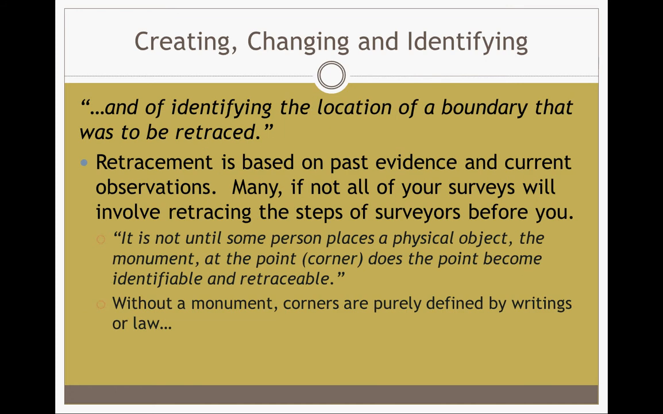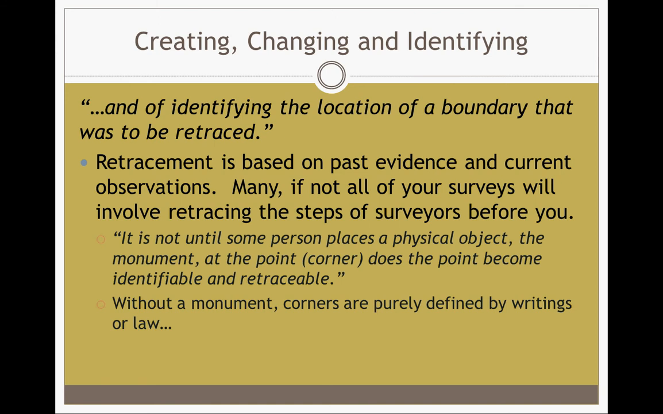And of the identifying and location of the boundary that was to be retraced. The surveyor is responsible for retracement, and it's based on past and current observations. All the evidence you can find is really what it's focused on. And many, if not all of your surveys, will involve retracing the steps of surveyors before you.